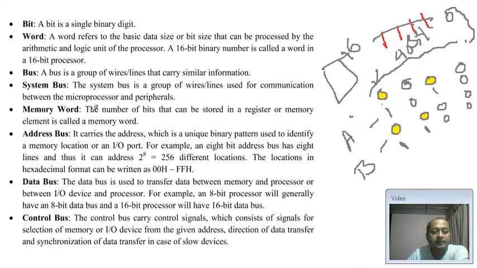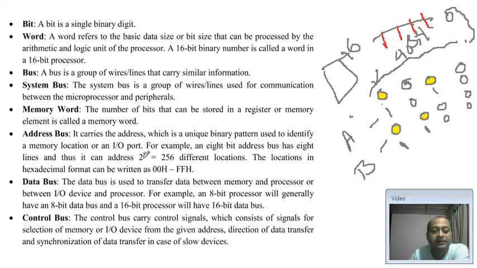Now memory word: the number of bits that can be stored in a register or memory element is called the memory word. See, your memories all have different capacities. So the number of bits you can store depends on your ROM and RAM. We understand RAM has a minimum of 256 memory. I'll go into details of that later, but now I'm giving the basics so that you are very clear with the terms.